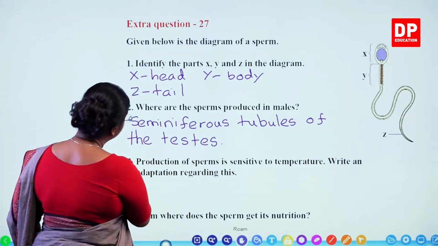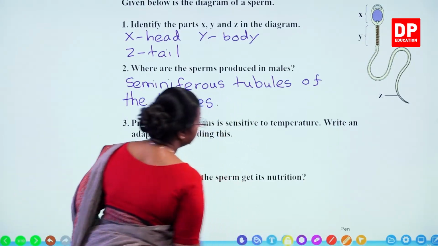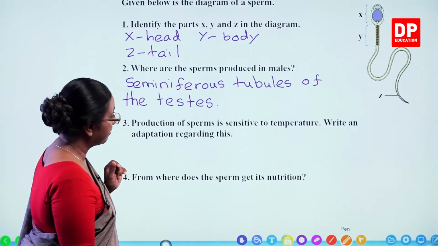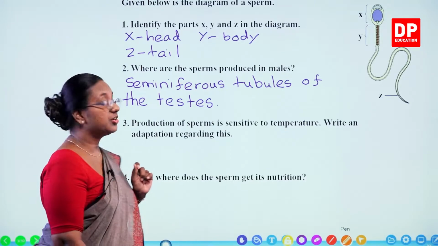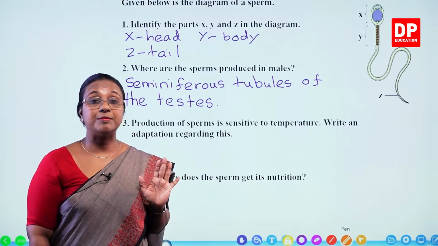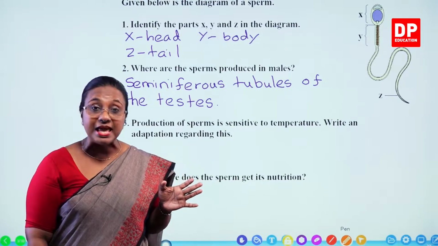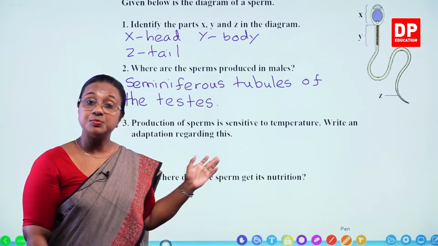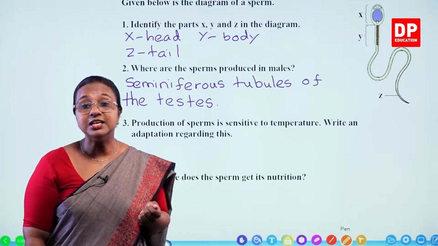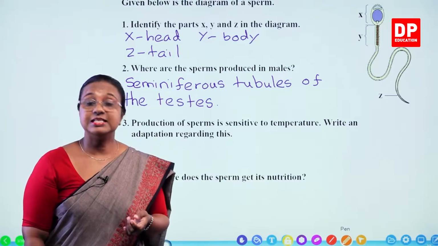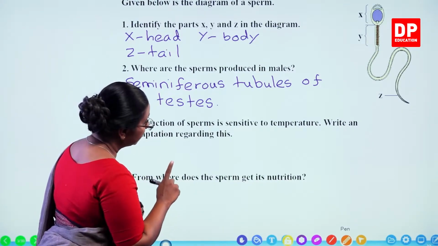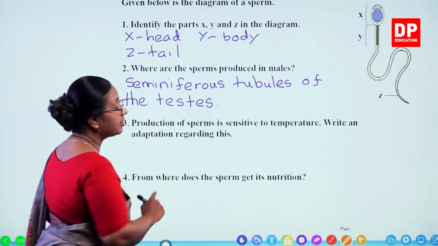Then we have two more questions. The third one. Production of sperm is sensitive to temperature. Write an adaptation regarding this. So, you all know the production of sperm is sensitive to temperature. So, what is there in males? The testes where the sperms are produced is contained outside the body within the scrotum or the testis sac. So, that is the adaptation.